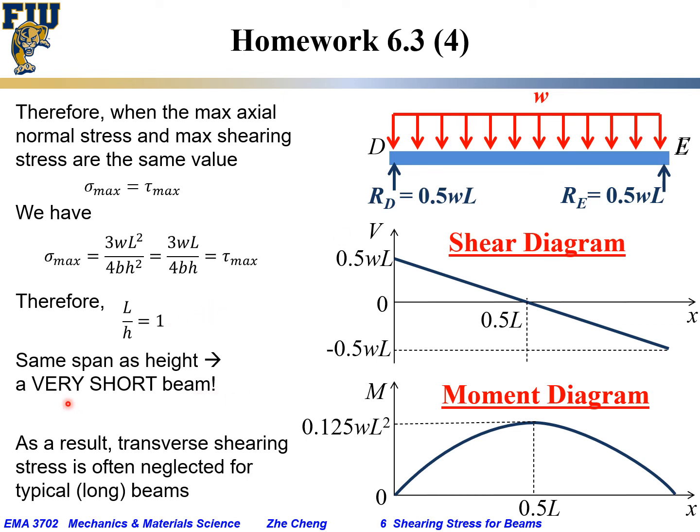Okay, what this tells us is when this condition is satisfied, we are talking about a very, very short beam. The span, the length is the same as cross-section height for such a rectangular narrow beam. And as a result, for typical beams that are typically much longer than the cross-section height, the transverse shearing stress, even the maximum value, would be much smaller than the axial normal stress, and as a result, the transverse shearing stress term is often neglected for practical long beams. Okay.